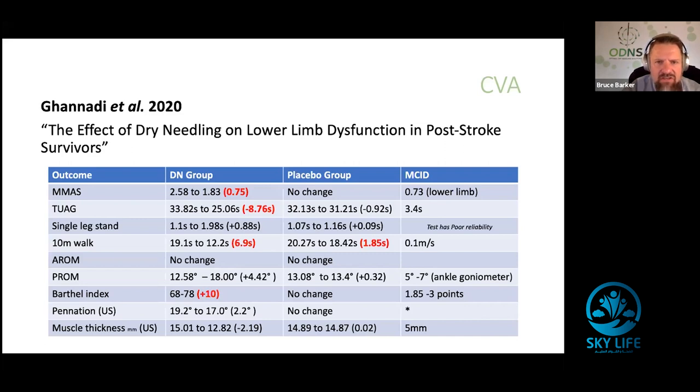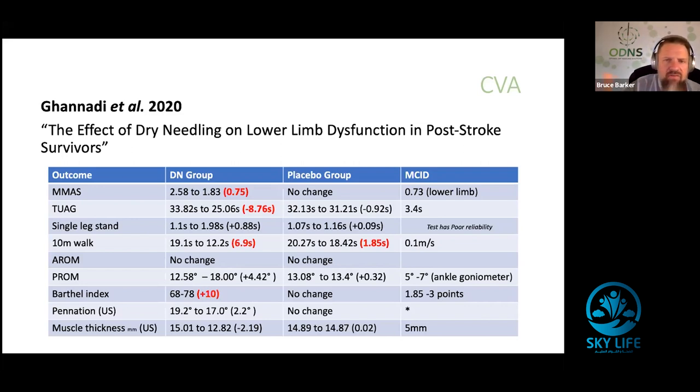Active range of motion, no change in that. Well, that's no surprise because it's a cognitive problem. It's a central nervous system problem. So no surprises there. Passive range of motion, they're measuring the ankle, of course, here. You've got to have like a 7 degree change on a goniometer to see real change here. So it's no great surprise that there weren't positive results there because the test is not really sensitive with a goniometer around the ankle. But the Barthel index change, look at that, a 10 point change for dry needling versus no change in placebo group. And you only need a 3 point change on Barthel to be clinically significant. So that's a bit of a winner.